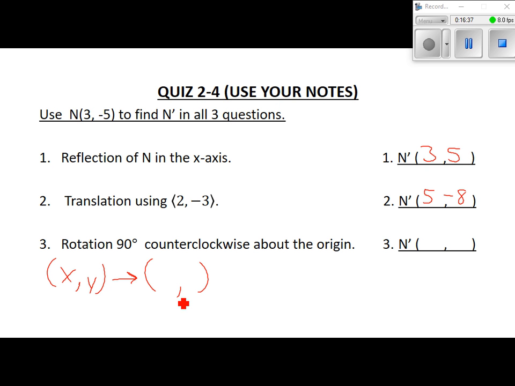So x, y, what's it changed to for a 90 degrees counterclockwise? Look it up in your notes. Negative y, positive x. Everybody agree with that? Yeah. So you gotta switch them around. So I'm gonna switch these first. Negative 5, 3, I just switched them. But what do we wanna do to the first one? Make it the opposite of what it was, so it's gonna become a positive. So 5, 3.